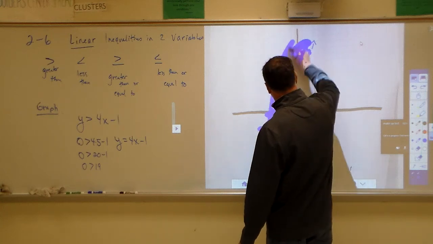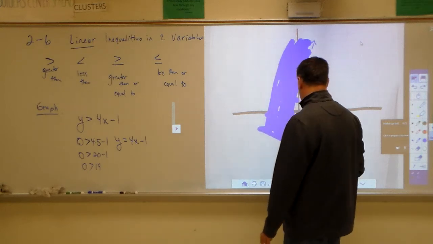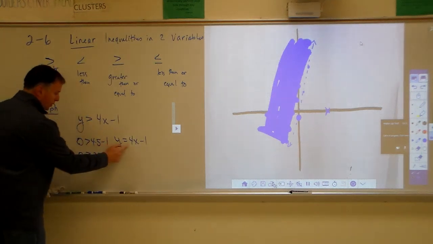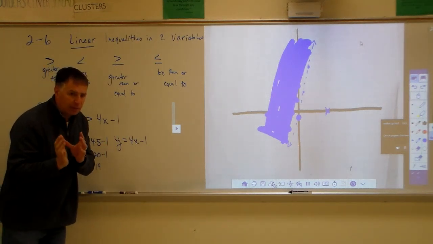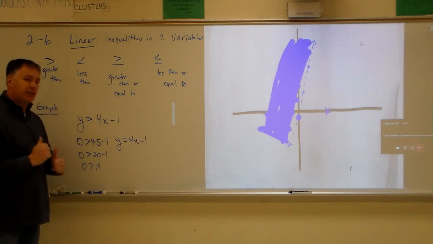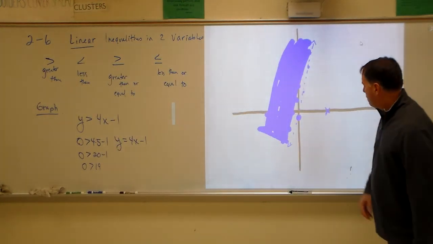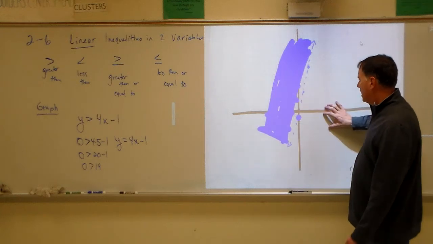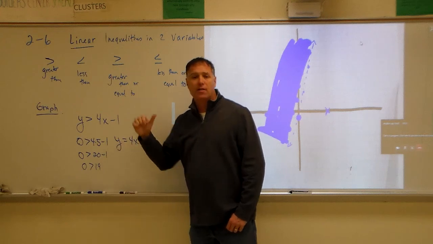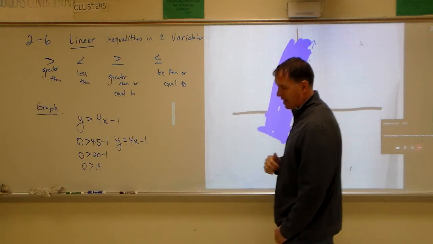Okay, so let me go through those steps with you again. So you graph the line y equals 4x minus 1 in terms of the points. You plot those points. Once you plot the points, you look at your inequality and decide if it's going to be solid or dotted. We did that. Then to shade, you pick a point that's clearly on one side of your line or the other. And if it makes the inequality true, then you shade that side of your line. If it makes the inequality false, you shade the opposite side of your line.